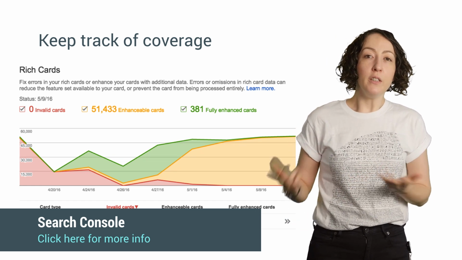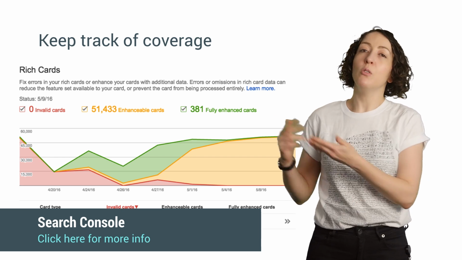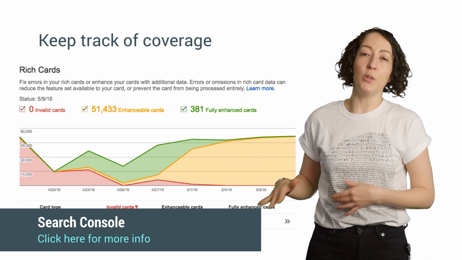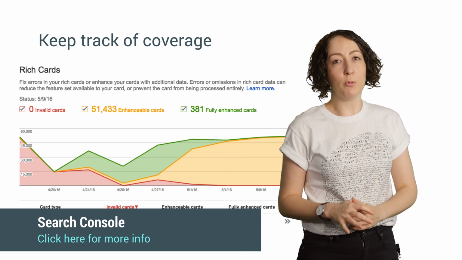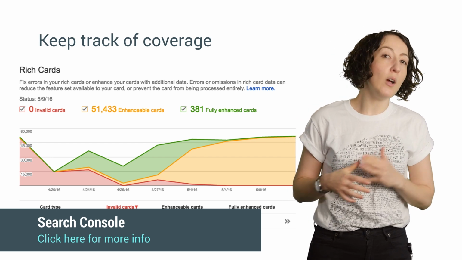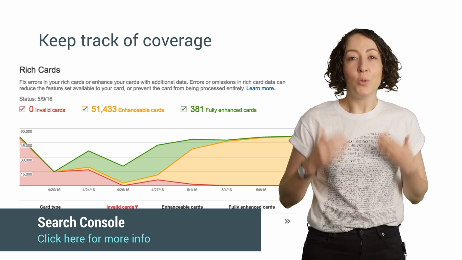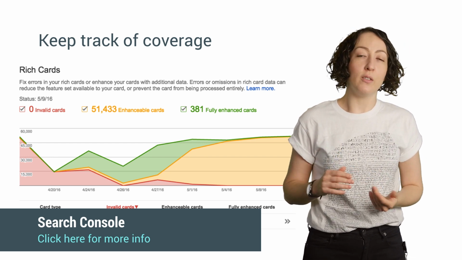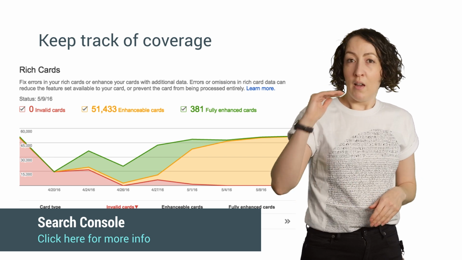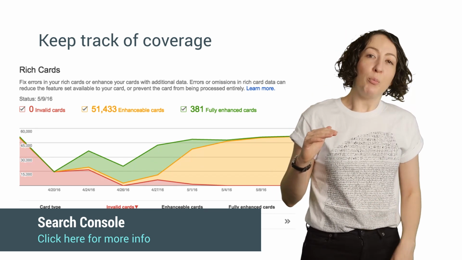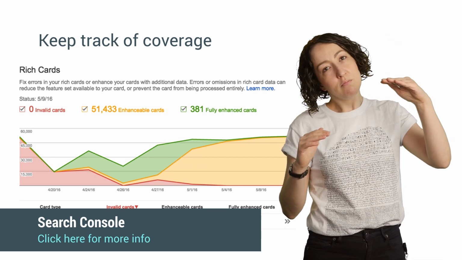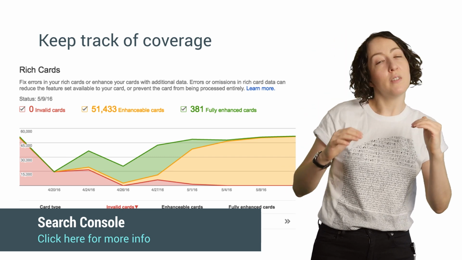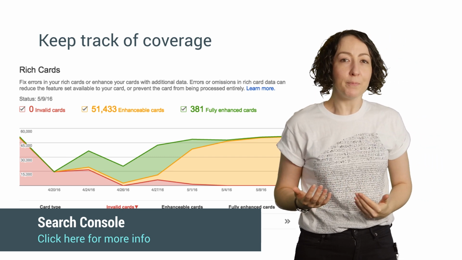First, you have to verify that you're an owner, and then you will see every detail that we know about your rich cards, including how many were indexed, how many have errors, and how many are just fine. So one good question to ask yourself here is, the ones that are indexed and reported in Search Console, are they approximately the same number as the one that you originally marked up and submitted?